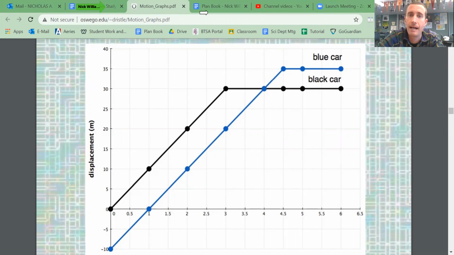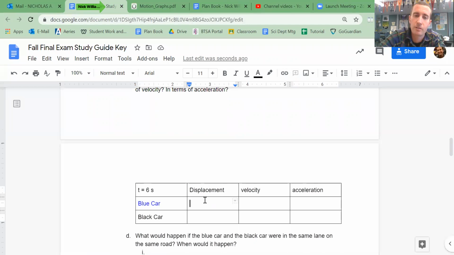So now I'll come back in here and show displacement for the blue car is now 35 meters. The black car is at 30 meters, and then the velocity is 0 and 0. Acceleration is 0 and 0. And again, for units, if I wanted to, it'd be meters per second and meters per second squared.